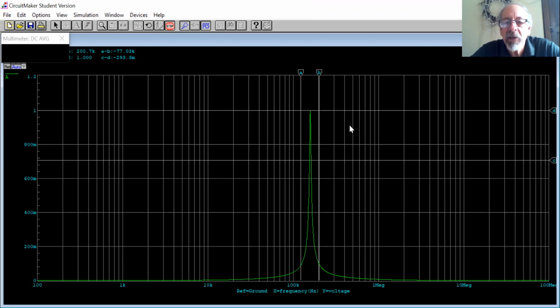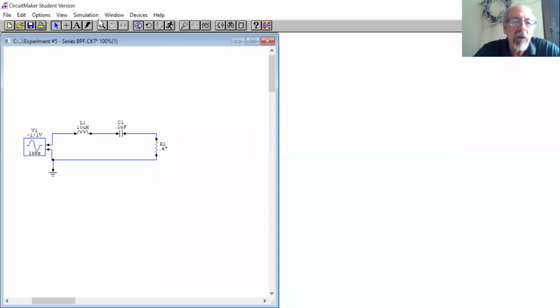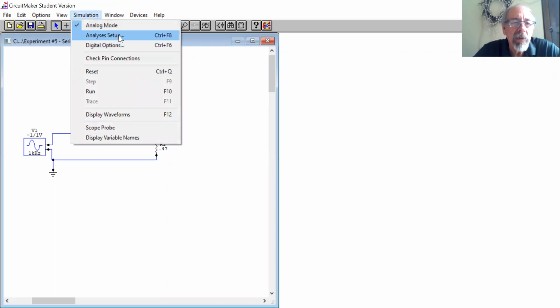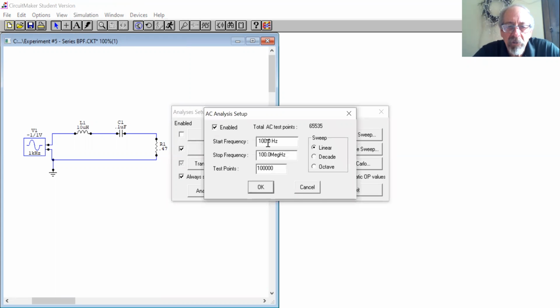It'd actually be tough to measure what the Q is here, because the bandwidth would be tough to ascertain. We'd probably be better off now to change our simulation analysis points. We can't do it while it's running. If I was to take the simulation and change the analysis setup, if I go from a start frequency of, say, let's add a couple zeros to that. And let's get rid of a couple zeros here.